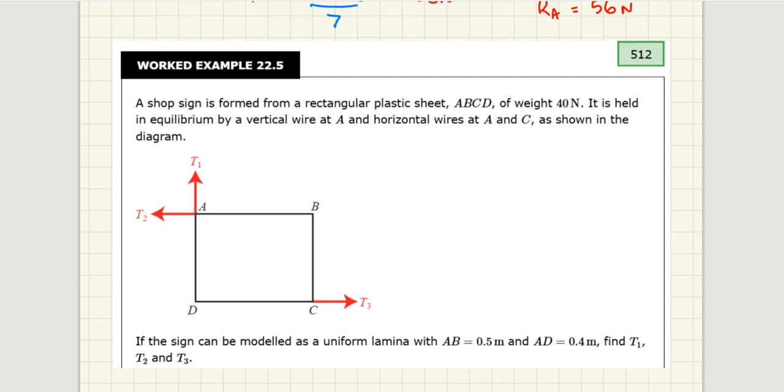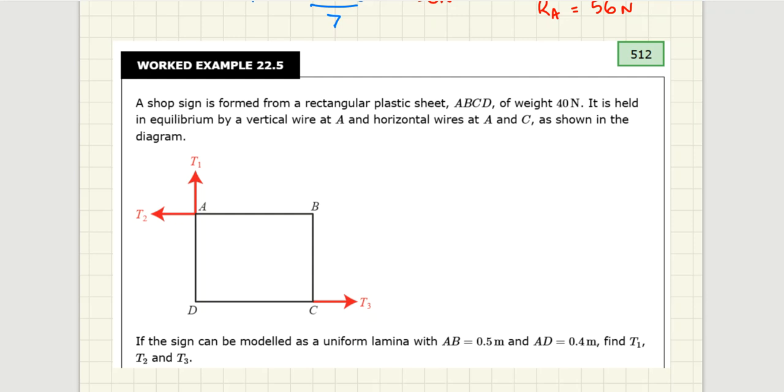A shop sign is formed from a rectangular plastic sheet. Weight 40 newtons. It's held in equilibrium by a vertical wire at A and horizontal wires at A and C. So you've got 3 forces acting with the wires, and we've got a 4th force, which is the weight, yeah? So we've got to see if the sign can be modelled as a uniform laminar.